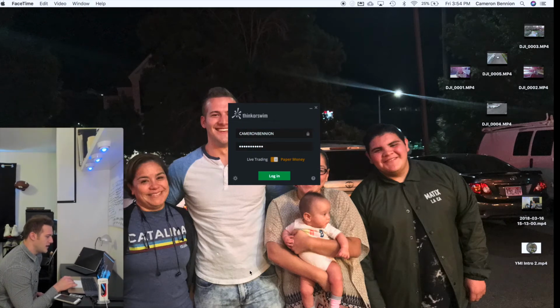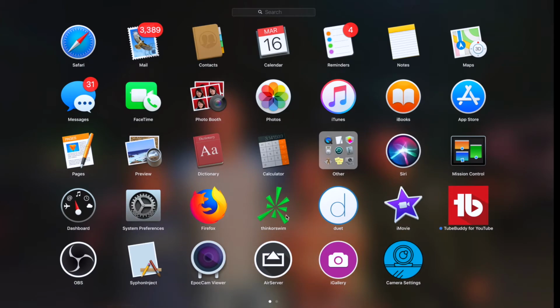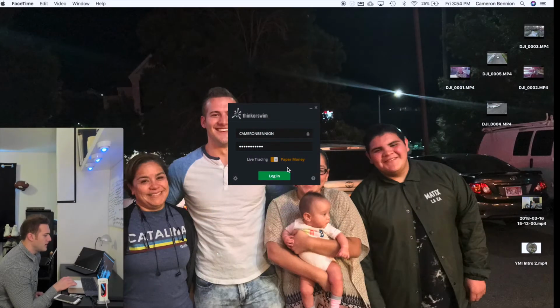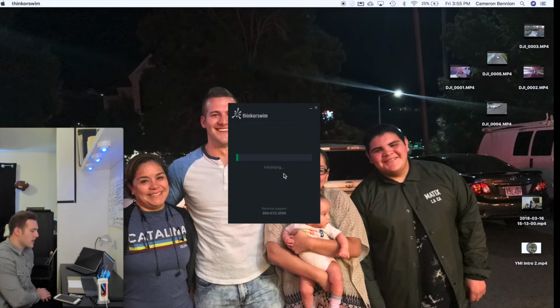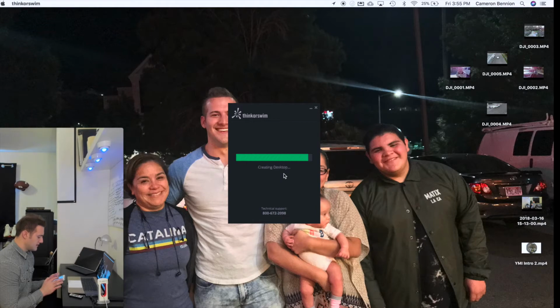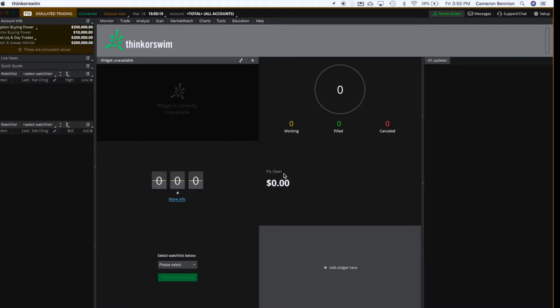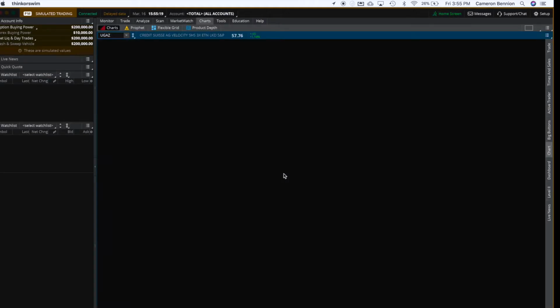Thinkorswim platform, you're going to load it up right here, go to your applications, click on it, and then you're going to toggle this switch. It's probably going to be in live trading mode. What you're going to want to do is switch it into paper money, and you're going to click login. It's going to take a little bit to do that. Hopefully it'll load up here for us. Black screens are never good. Okay, here we go. So we're logging in.